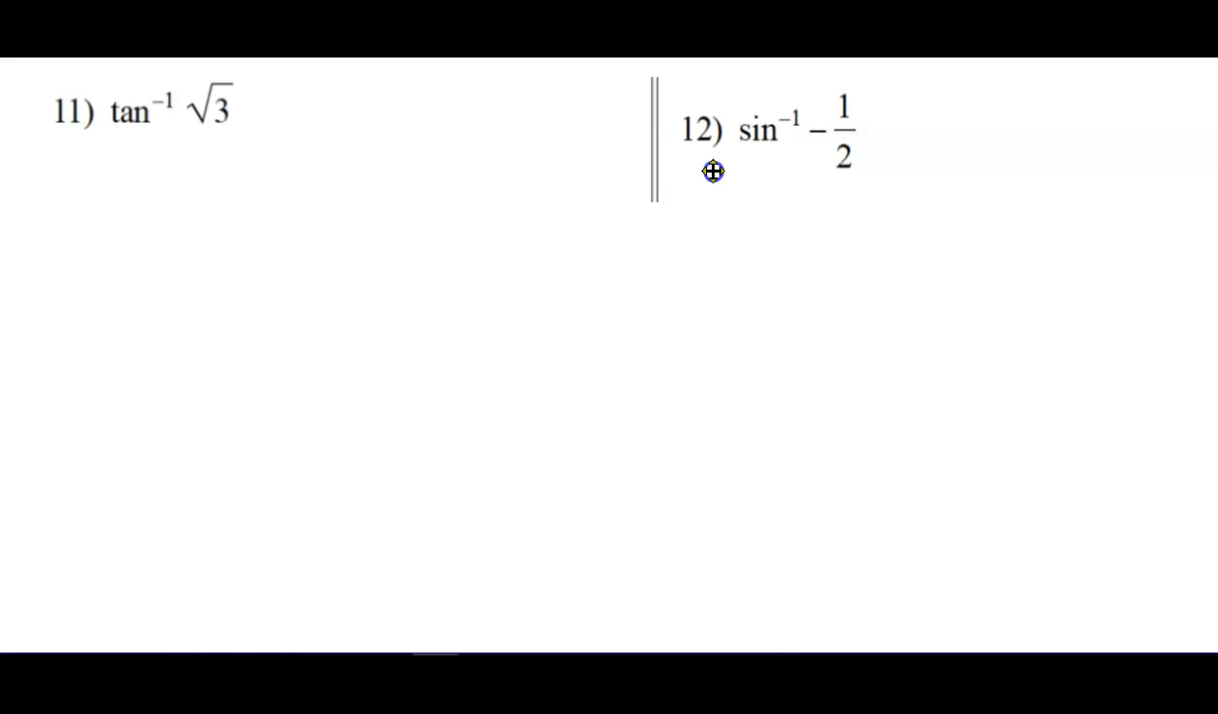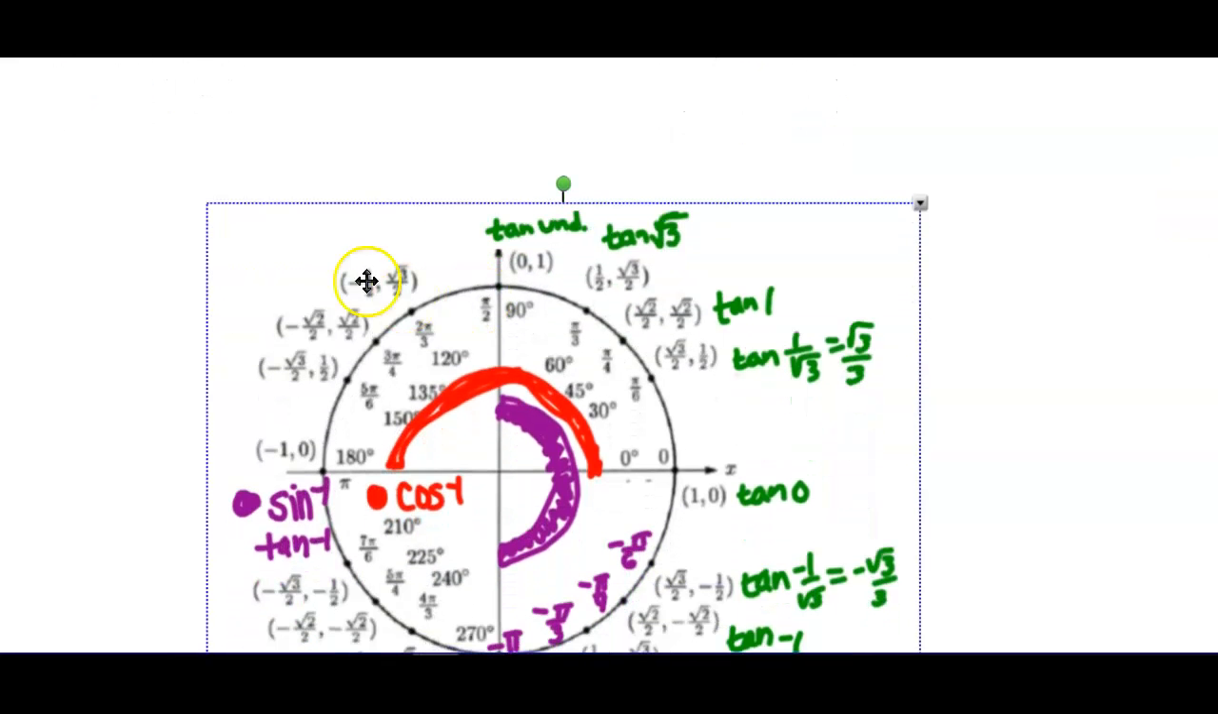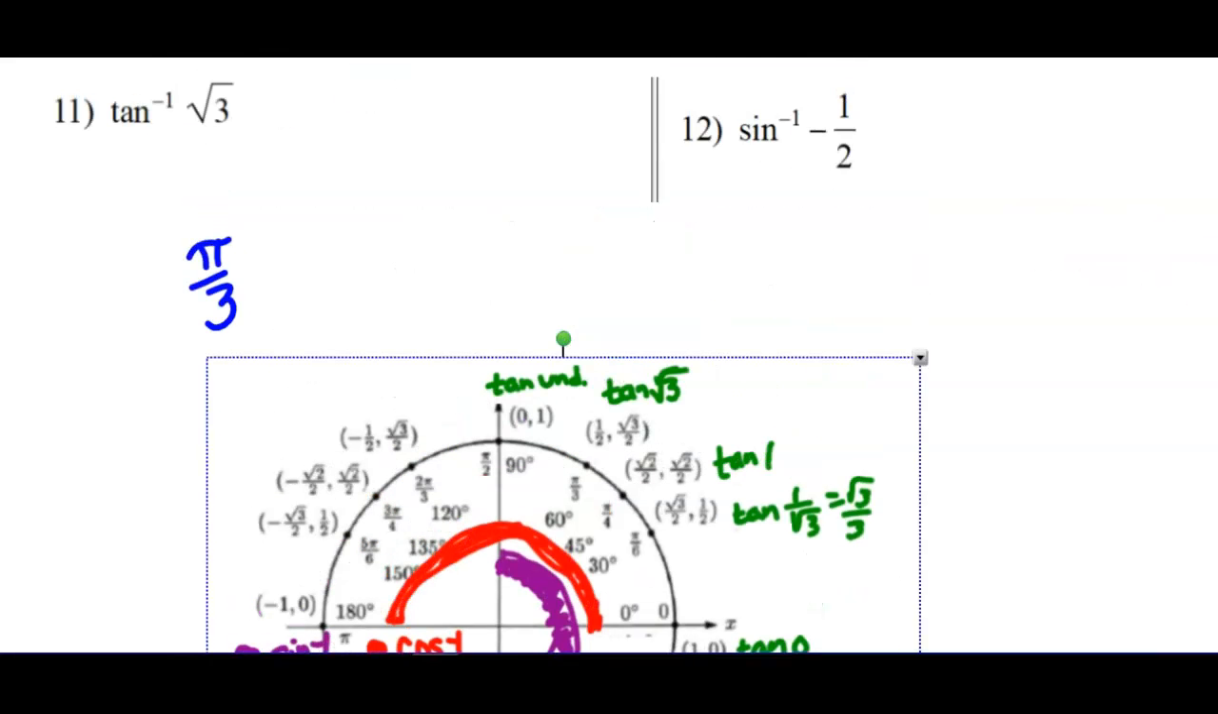Now we're going to go to your worksheet. You were supposed to do 1 through 10 yesterday, so we are picking up with number 11. And we're going to use the colored unit circle. All right, so I put a colored unit circle on this page now. Where's the tangent square root of 3? Well, we wrote these on our unit circle yesterday, but normally you would just be looking for where, when you put the y over the x, you get square root of 3 that's positive, and that's right here at pi over 3. So that's the answer to number 11.